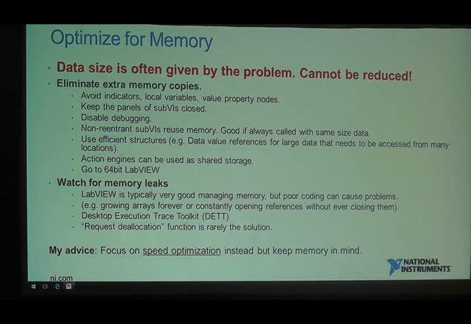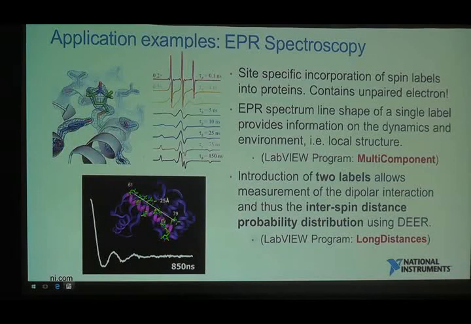Okay, thank you. So my advice is focus on speed optimization. If the VI is fast, it most likely won't run out of memory that quickly, unless you do something weird.